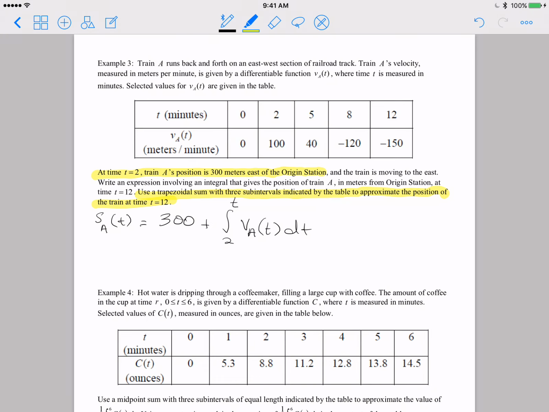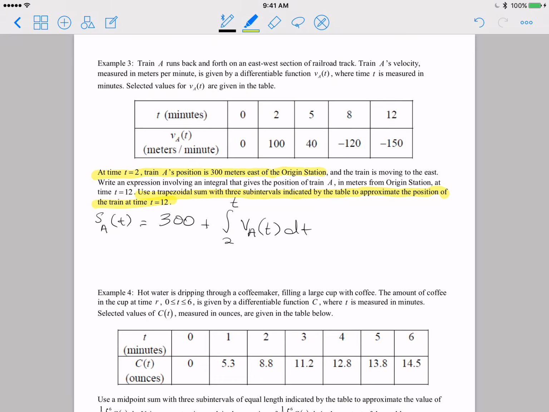So here's how we're going to do a trapezoidal sum. If you remember the area of a trapezoid, it is 1/2 multiplied by the bases added together multiplied by the height. The height in this case is just going to be the width of the subinterval. You could call that delta t, the change in time. The B1 and the B2 are just going to represent the y values, which are in this column. So I'm basically going to be adding those together, dividing by 2, and then multiplying by the width of the subinterval.